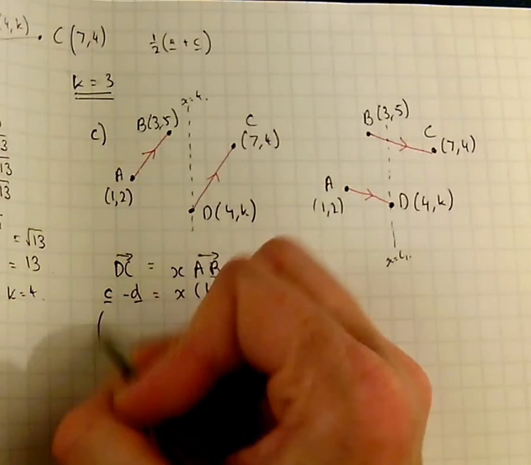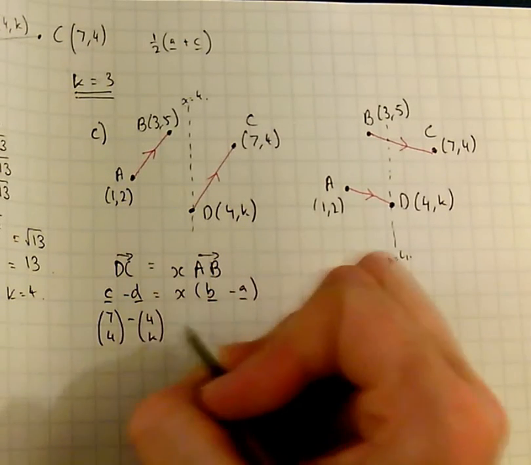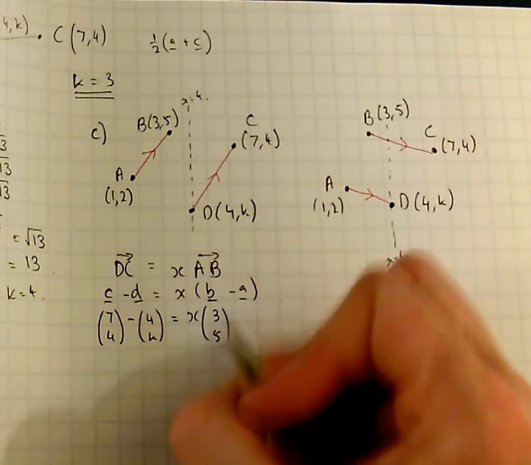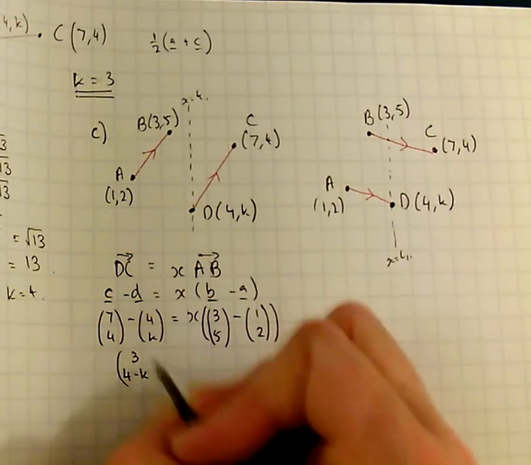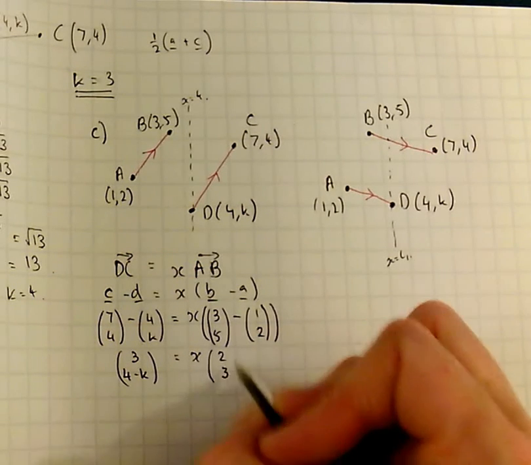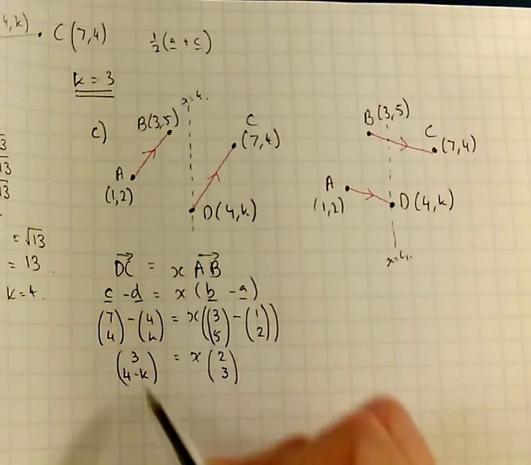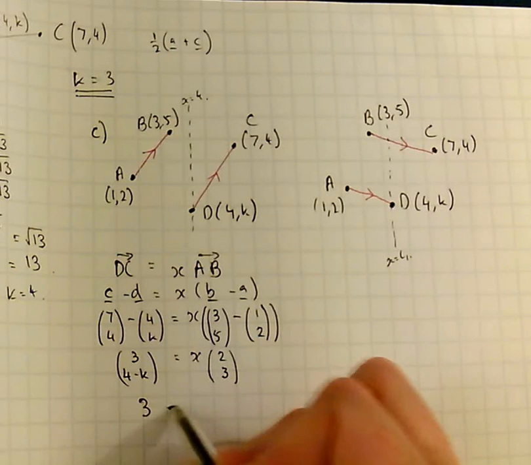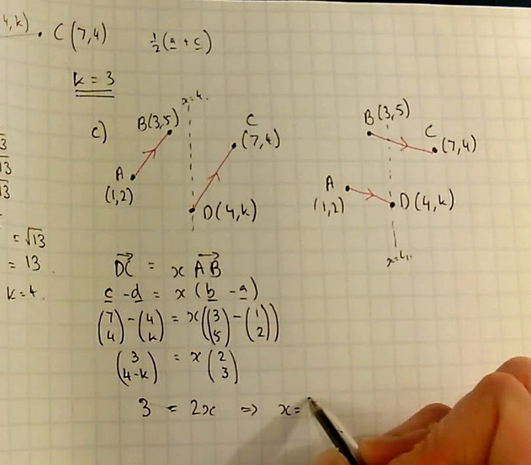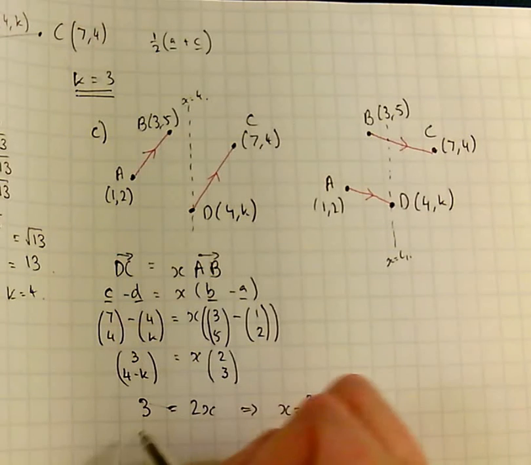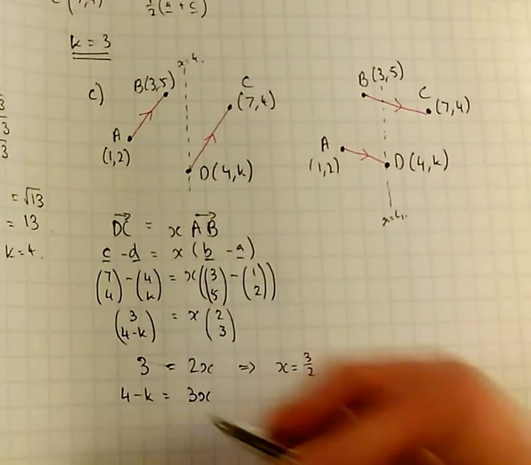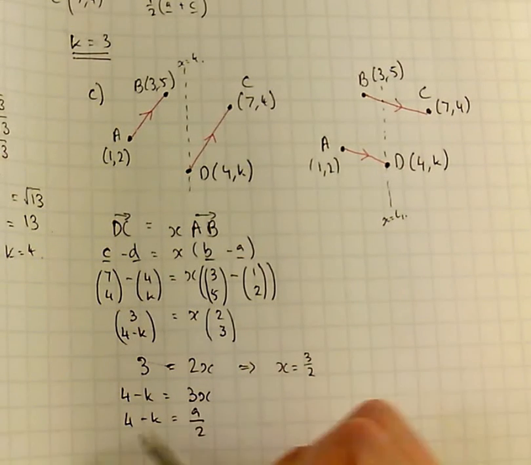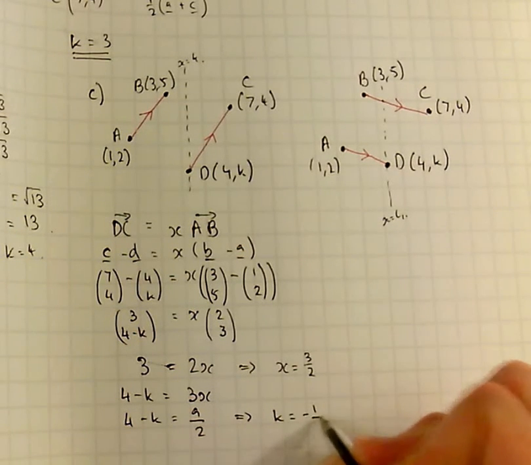Okay, and now we pop in our numbers. So C was (7, 4), and D was (4, k), and B was (3, 5), and A is (1, 2). Let's simplify those. So now we've got (3, 4 − k) equal to x multiplied by (2, 3). Let's just look at the first line. So the first line has to be true and the second line has to be true. So the first line gives us 3 = 2x. Now that would solve to give us x = 3/2. And the second line of that vector equation gives us 4 − k = 3x. So we can just substitute in for our value of x. So 4 − k = 9/2. We can add k and subtract 9/2. So we've got 8/2 take away 9/2, that gives us k = −1/2.